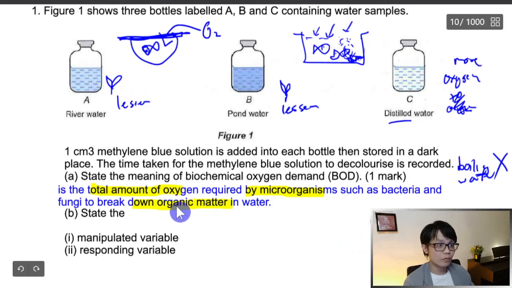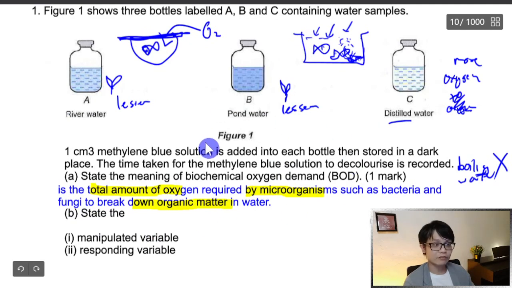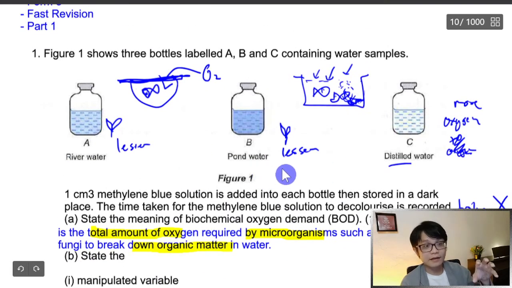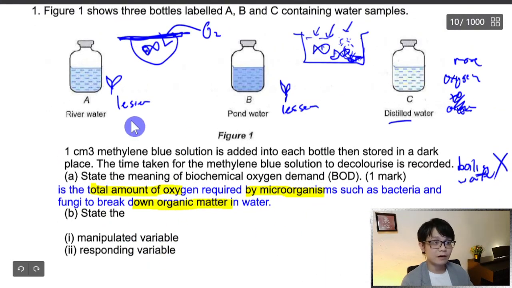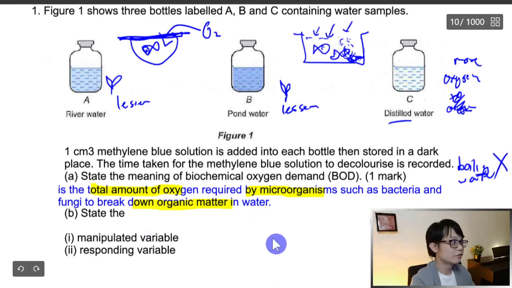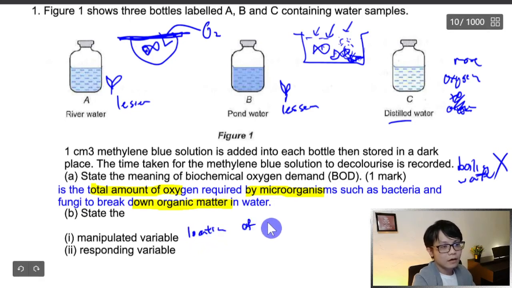Okay, so this question is tricky. What we want to know, actually this question didn't say what he wants, but actually what he wants is to analyze which water got more oxygen. That is the purpose of this experiment. So the manipulated variable, the thing that you want to change in this experiment, the one that you want to test, will be the type of water, okay? Type of water or location of water, whatever lah. Type of water.